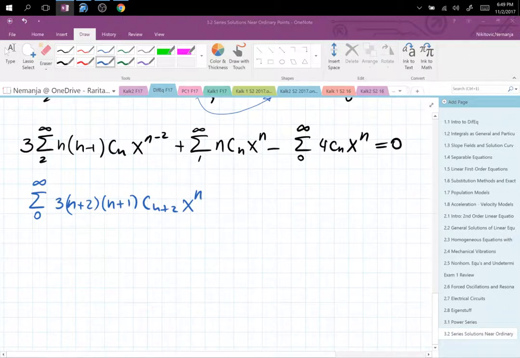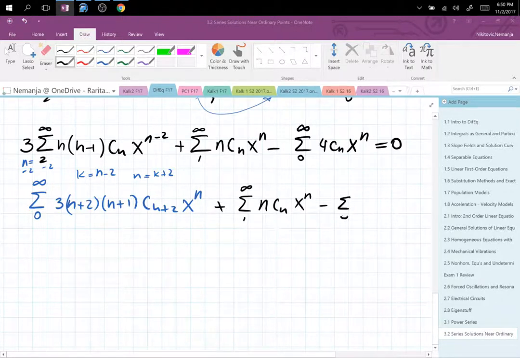You will say, well, really? I said, yep, I shift the counter just like that. And if you don't believe me, you will go and you will say n equals 2, minus 2, minus 2 on both sides. K is n minus 2, so n is k plus 2. And then this one becomes plus 2, this one becomes plus 1. And right, you will do the shifting when you study this. Plus summation 1 to infinity n cn x to the n, minus summation 0 to infinity 4 cn x to the n, equal to 0.